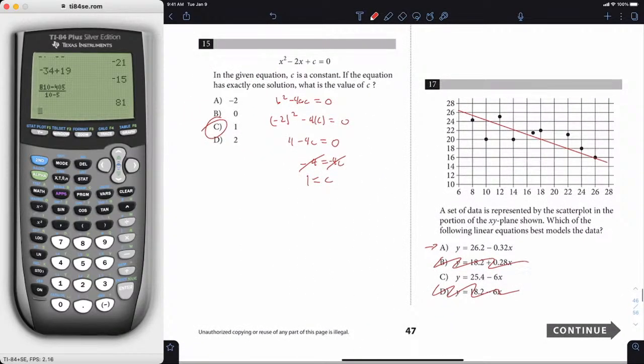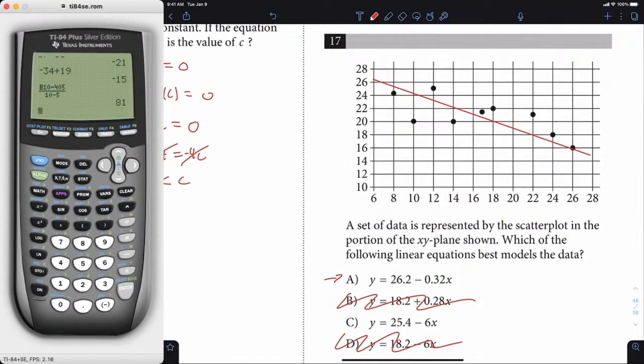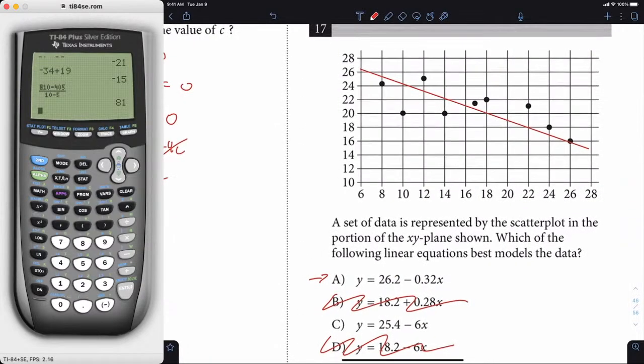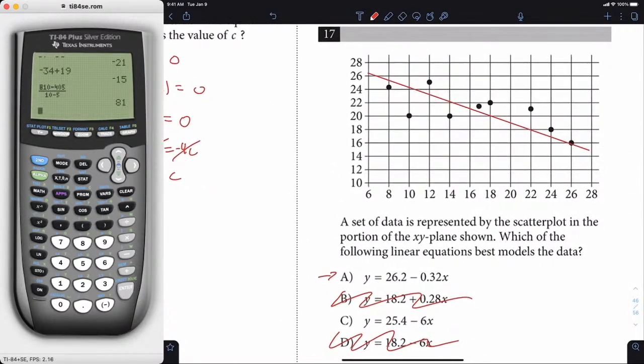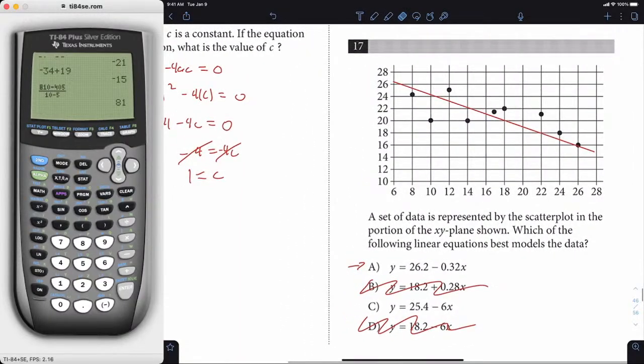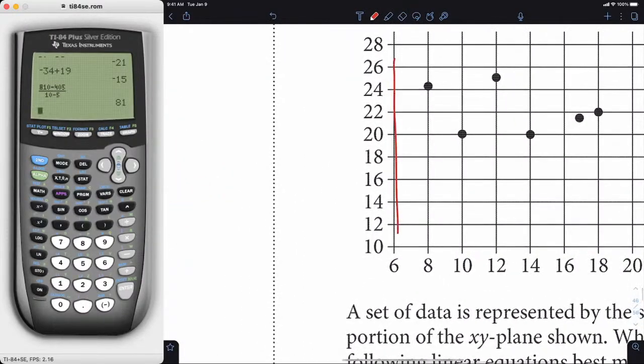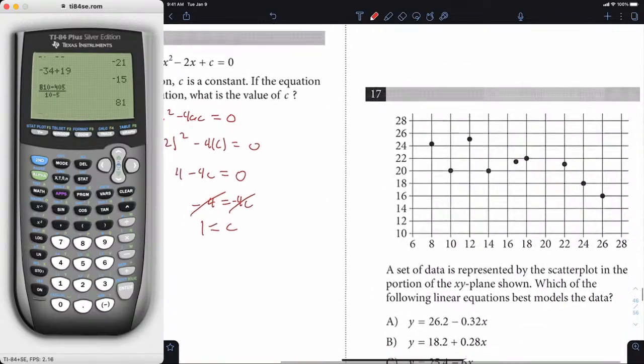Now, is it going to be a slope of 6x or 0.32x? Oops. Something is wrong here. Hold up. Backtrack. Be careful here. Don't make the mistake I made. I assumed that this was going to be the y-intercept. It's not. Remember, we're starting at 6 here. We're not starting at 0. So x is not 0, which means it cannot be the y-intercept.